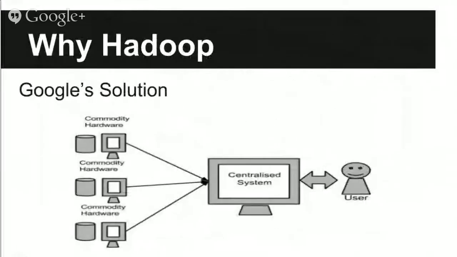Here is the Google solution for that problem. Instead of one computer with a super memory and super RAM solving the problem, it is better to split the data set across multiple machines, have the multiple machines execute the problem, and then send the results to a centralized system and then to the end user. This will solve our purpose. And that is how Hadoop came into existence.